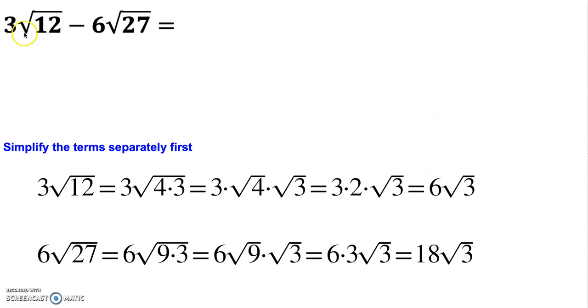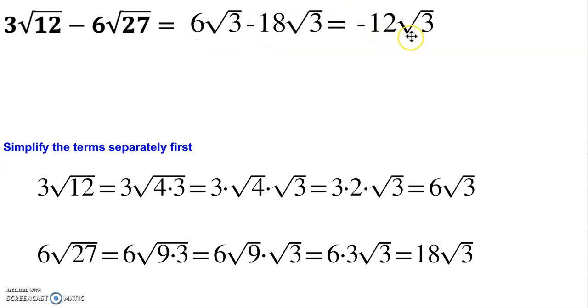So instead of writing 3 root 12, we're going to write 6 root 3. Instead of writing minus 6 root 27, we're going to write minus 18 root 3. Notice now that the radicands are the same. So 6 minus 18 is a negative 12, and we have our root 3.